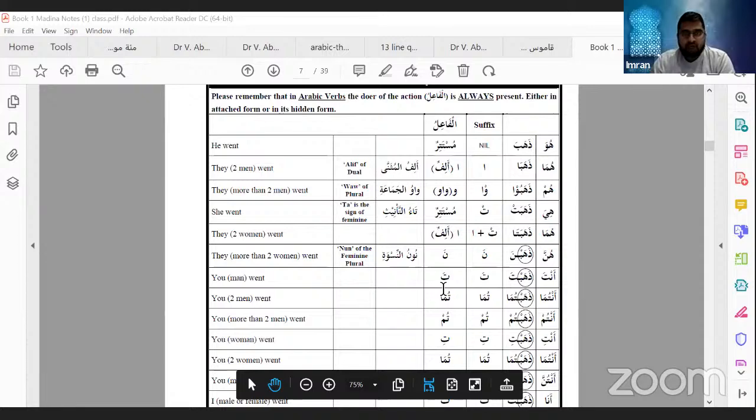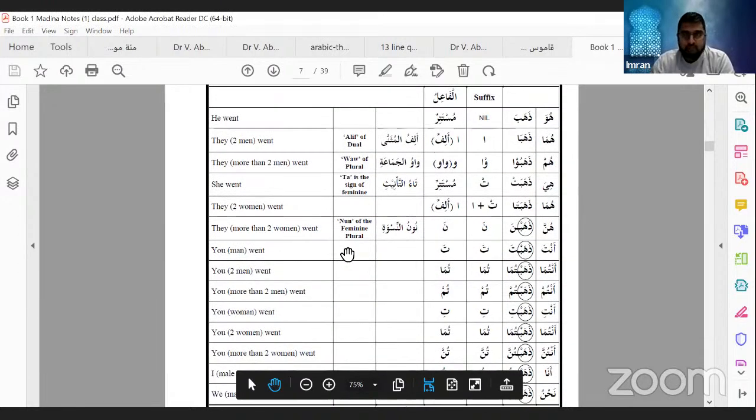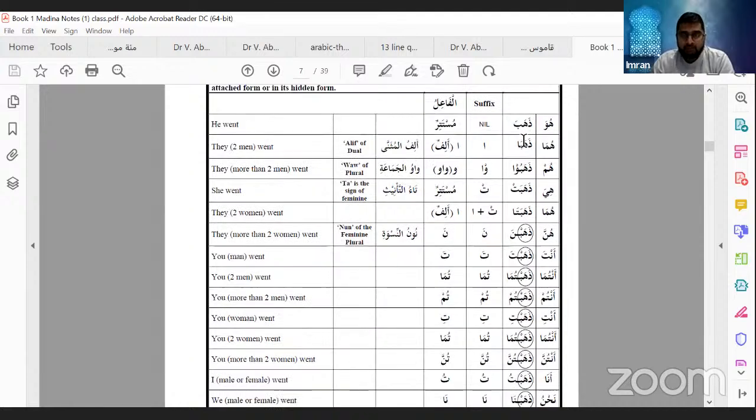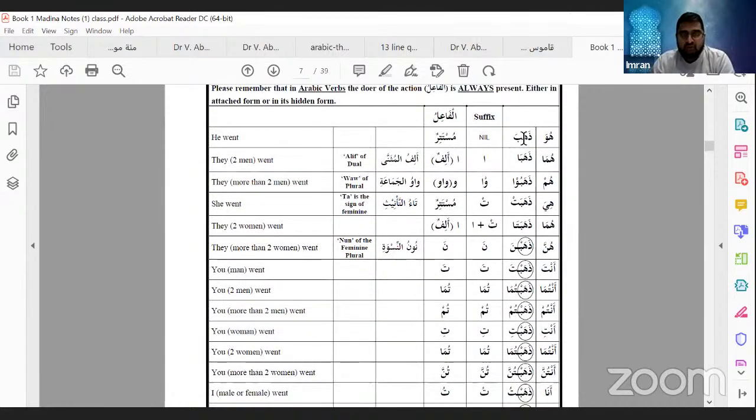I'm just going to explain a few more things. So, verbs. Now, every verb has a doer. Now, the verb huwa dhahaba, there is no suffix which is attached to it which represents huwa. So, in Arabic, we call it mustatir. Mustatir means hidden. The verb dhahaba is a three-letter verb, and the pronoun huwa is hidden in dhahaba. There's no suffix attached to the verb dhahaba which represents he itself.